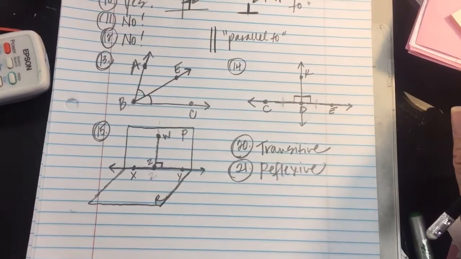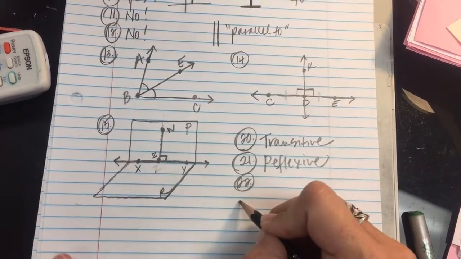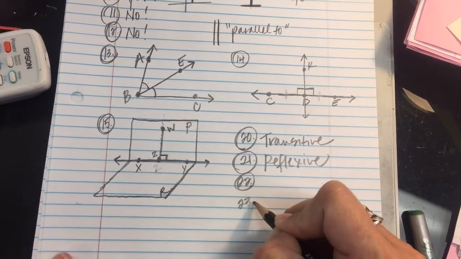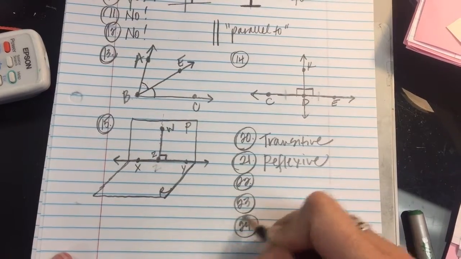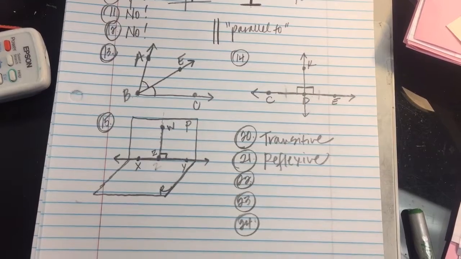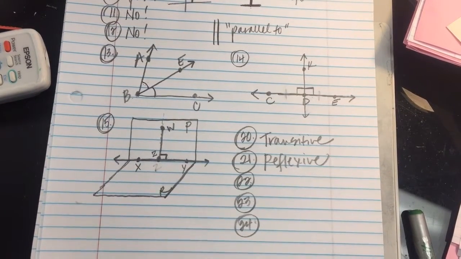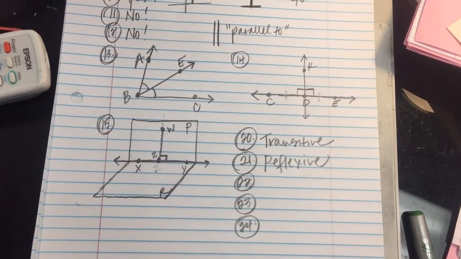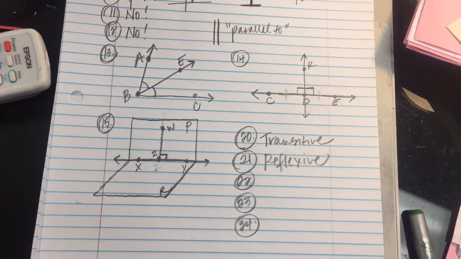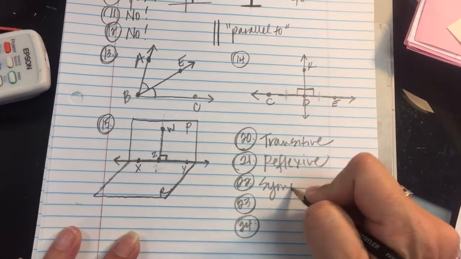If you would turn over to 22, take a look at these properties. We got 22, 23, and 24. Might as well just wrap this up, knock it out. Number 22 on page 118: if angle DEF is congruent to angle JKL, then angle JKL is congruent to angle DEF. That's it. Symmetric property.